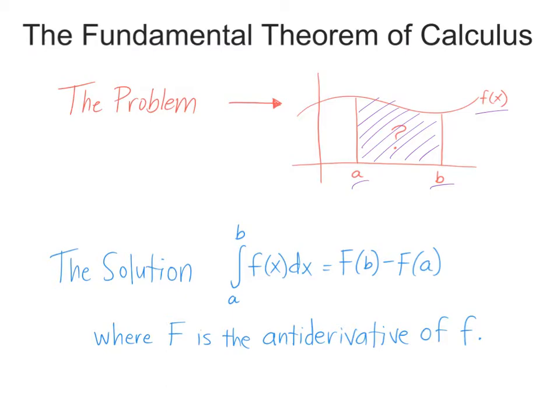This is the fundamental theorem. The integral from A to B of a function is just F of b minus F of a. That's capital F of b minus capital F of a, where big F is the antiderivative of little f. So what this means is to find the area, you just need to take the antiderivative, evaluate it at the top and bottom integration limits, and subtract.